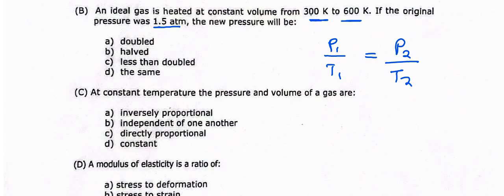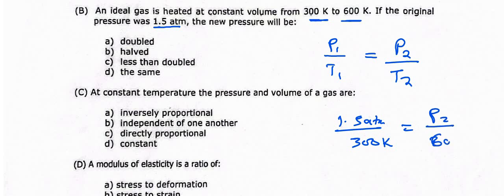So we want to see what happens to the pressure. The pressure is initially 1.5, so I'll put 1.5 atm. Then T1 is 300, which is already in Kelvin. What are we going to get as our P2, when here we have 600? When you cross multiply, multiplying 1.5 by 600 and dividing by 300, what do you get, guys? Godfrey, hope you have your calculator. What do you get? Kasoma, what do you get?